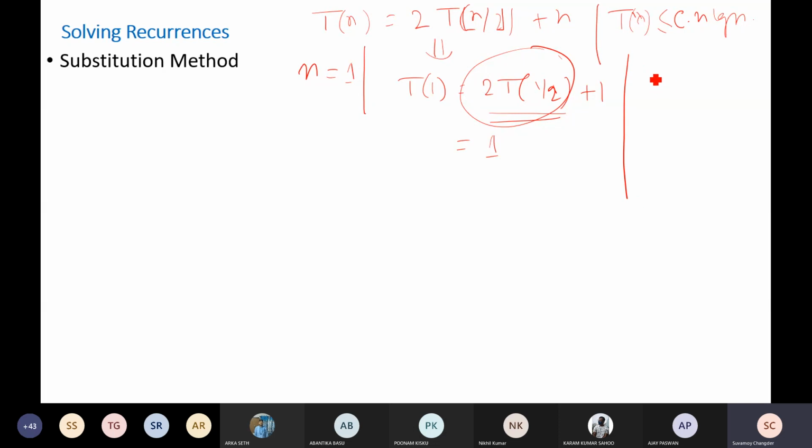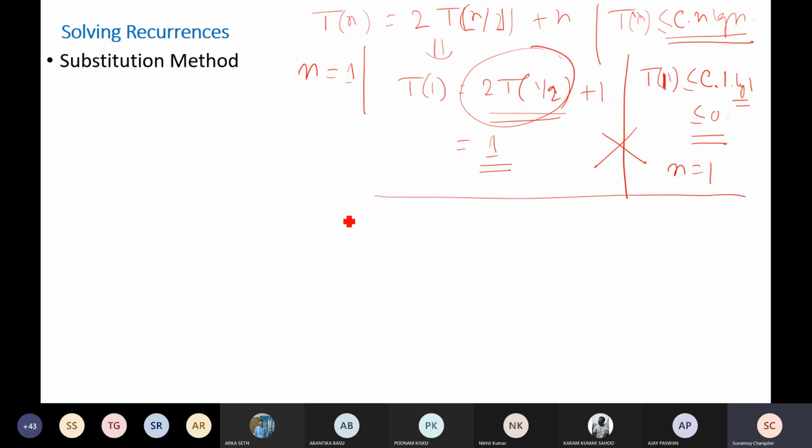Now let us check here. T(1) is less than or equal to some constant, any constant, times 1 times log 1, which is 0. So this is 0. Therefore, you see, from the left hand side you are getting 1, and from the right hand side you are getting 0. Therefore, this assumption is not correct for n equals 1. Just think about it, we are finding the n0 value.